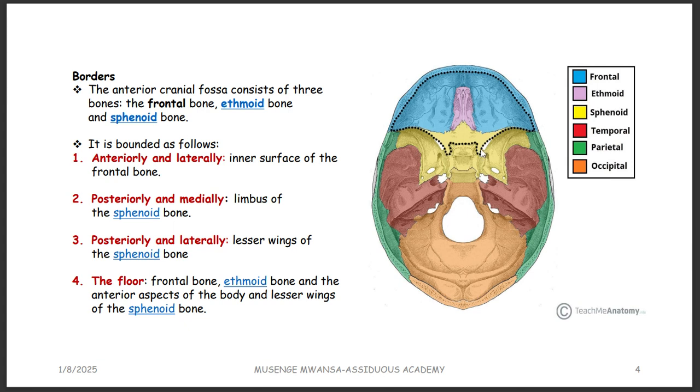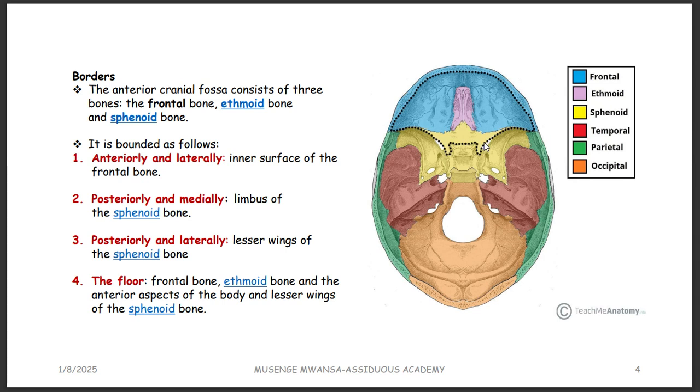And then posterior lateral, you can see these parts. We say the sphenoid bone has got a body, the lesser wings, which are the ones that you can see, and the greater wings, which are these big ones that you can see. So posterior lateral, you have got the lesser wings of the sphenoid bone.